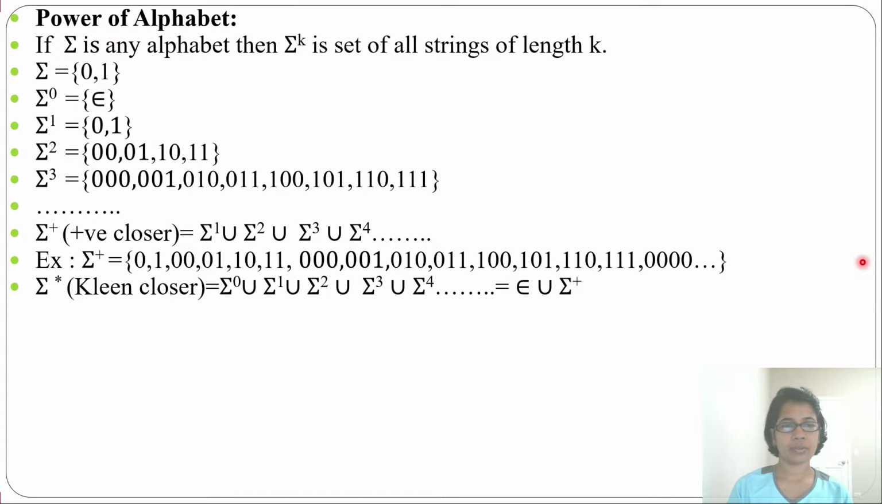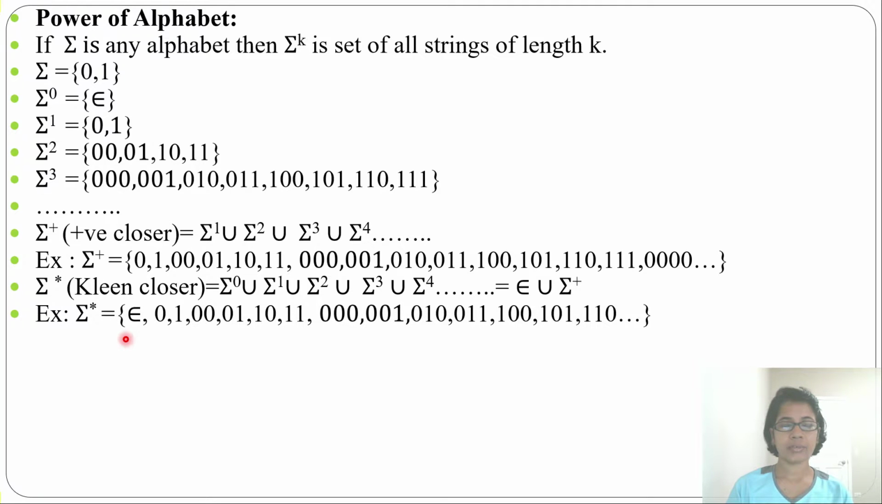Positive closure contains all the strings starting from length 1. Next is the Kleene closure, represented by sigma power star. That is equal to sigma power 0 union sigma power 1 union sigma power 2, like this. Since sigma power 0 is epsilon, epsilon union positive closure is equal to Kleene closure. So it contains all the strings in the positive closure plus epsilon.